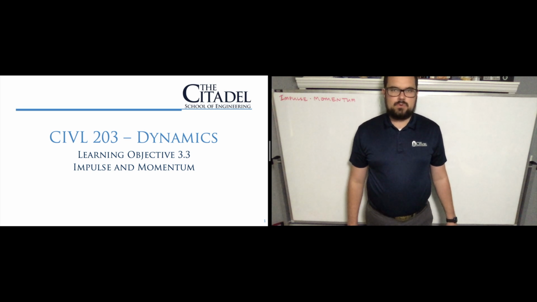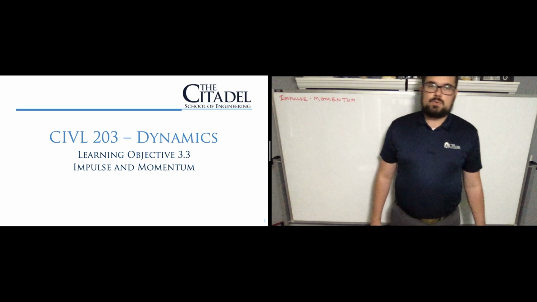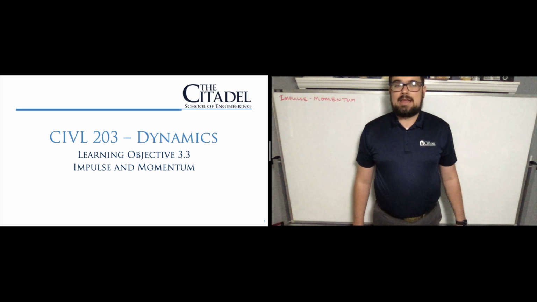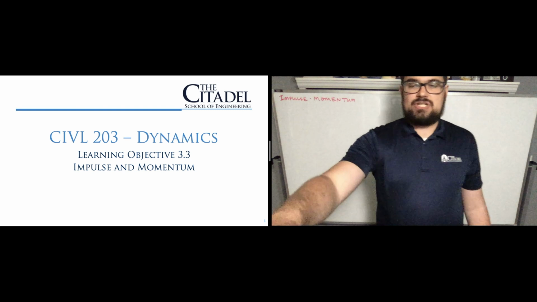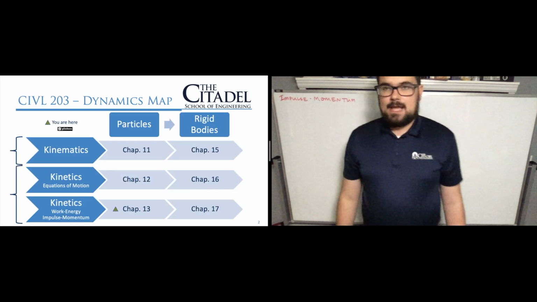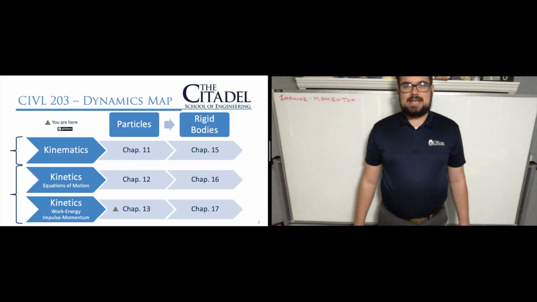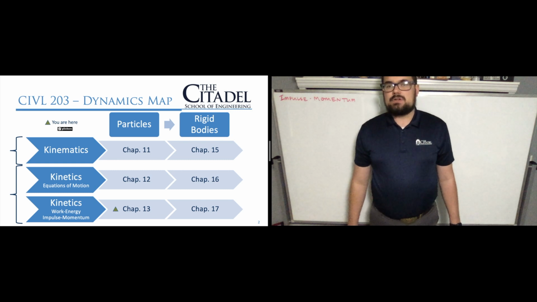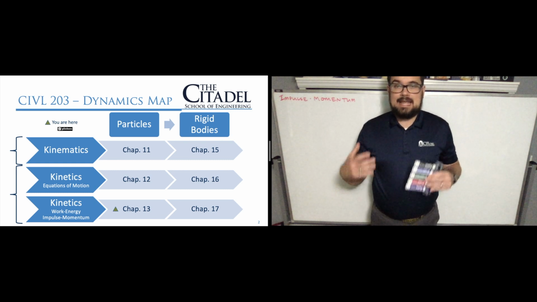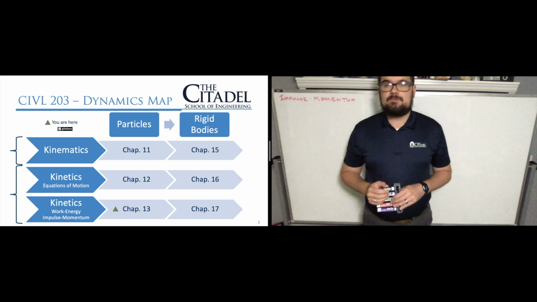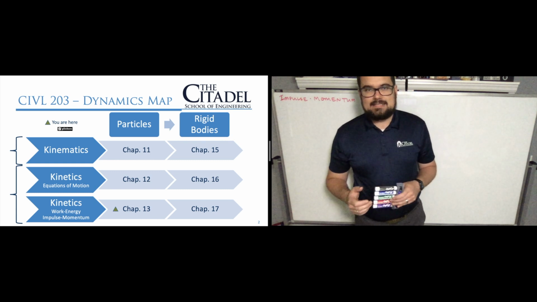This is CIVL203 Dynamics. And in this lecture, we're talking about Learning Objective 3.3, which looks at impulse and momentum. This is chapter 13.3 from your Beer and Johnson textbook. And this is yet another sub-branch, another tool in our study of kinetics, the interactions between forces, masses, and acceleration.